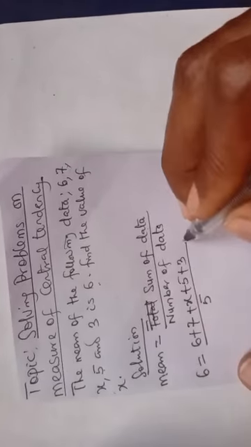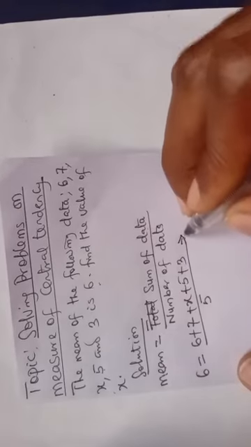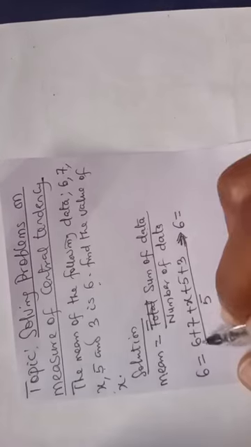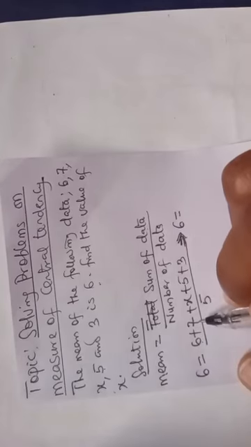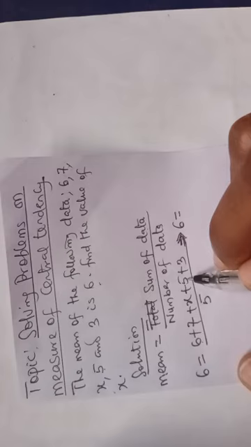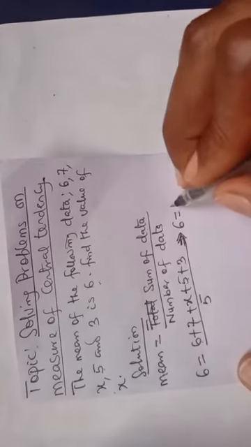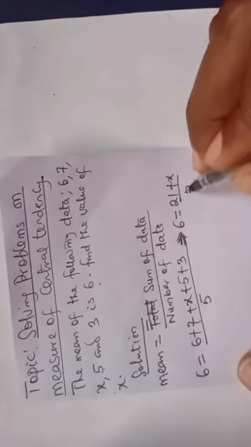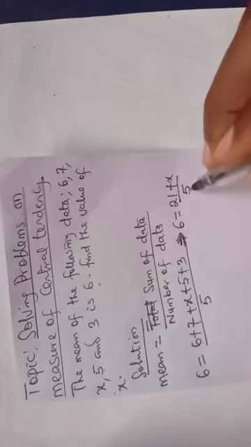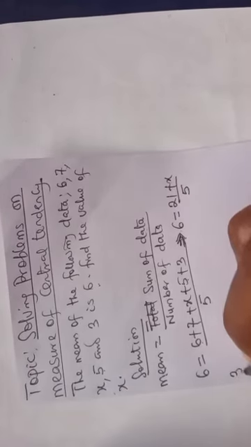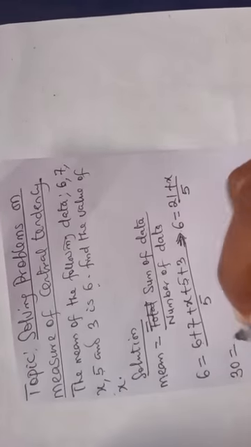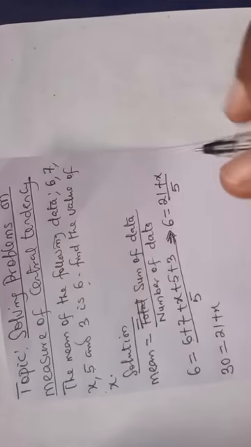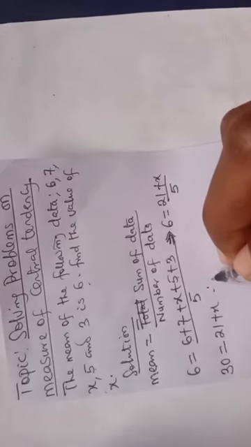Is that okay? So this implies that 6 is equal to 6 plus 7 is 13. 13 plus 5 is 18. 18 plus 3 is 21. Going to have 21 plus x over 5. I cross multiply this time, this is 30. I'm going to have 30 is equal to 21 plus x.